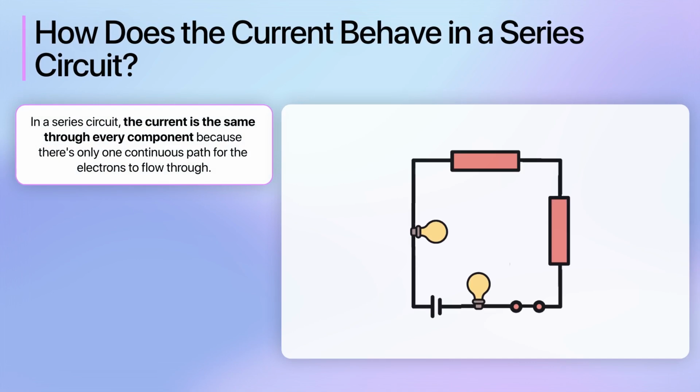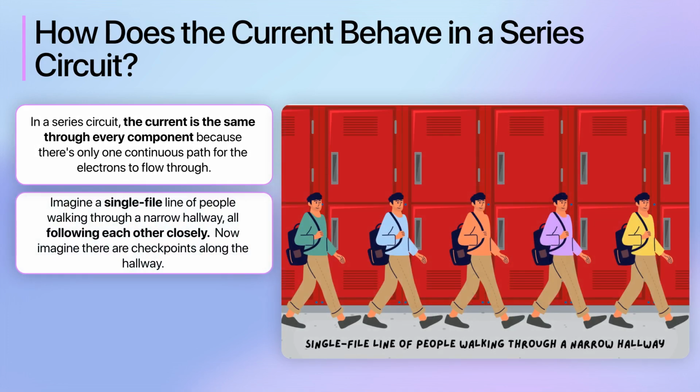In a series circuit, the current is the same through every component because there's only one continuous path for the electrons to flow through. Imagine a single file line of people walking through a narrow hallway. Everyone in the line must move at the same pace because there's no room to overtake or slow down. They're all following one another closely.